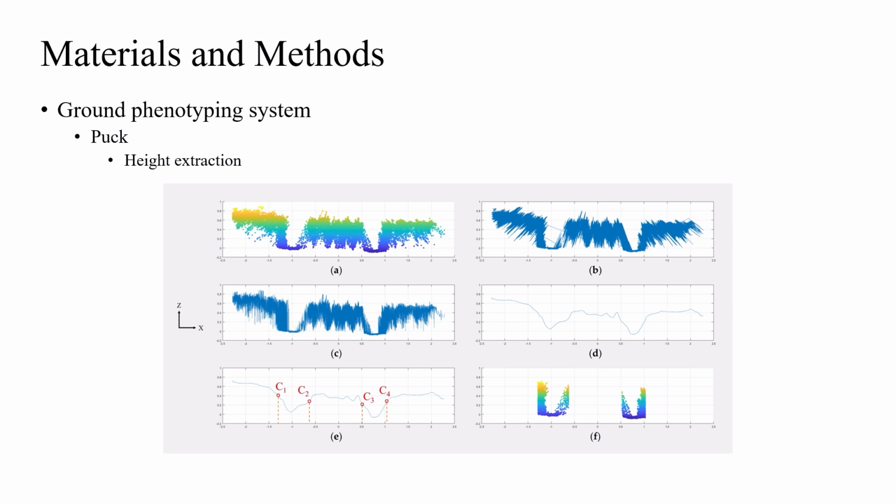The second step involved sorting points by their x values, applying a moving average filter with a 0.05 meter span to smooth the curve, finding 4 positions C1, C2, C3, and C4 with the most significant changes, and segmenting 2 point clouds containing alleyway points in between C1 and C2 and C3 and C4.